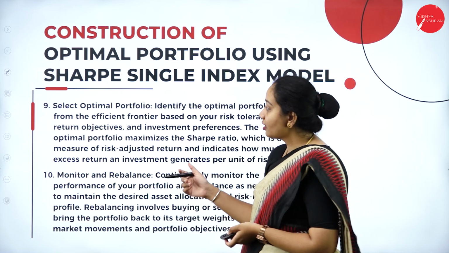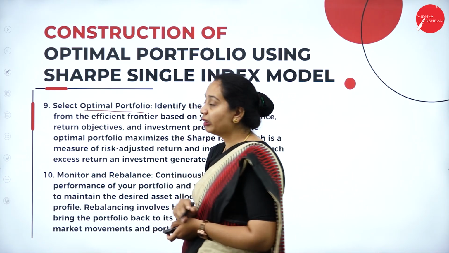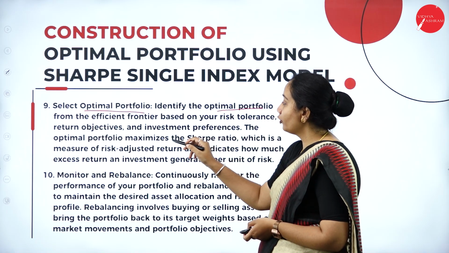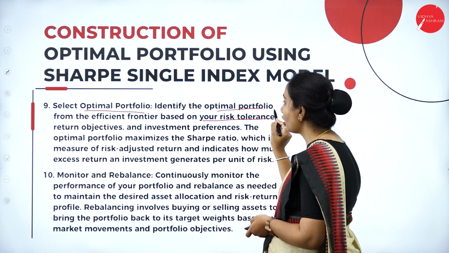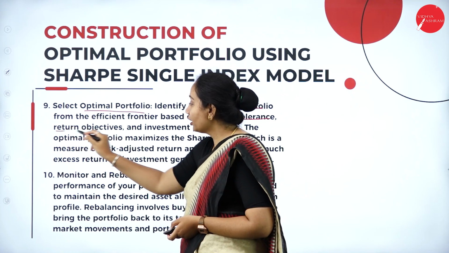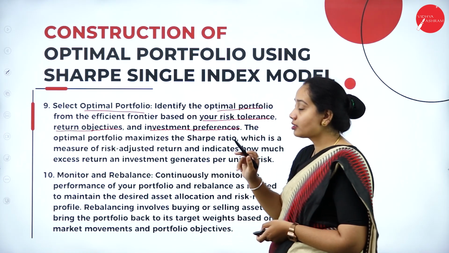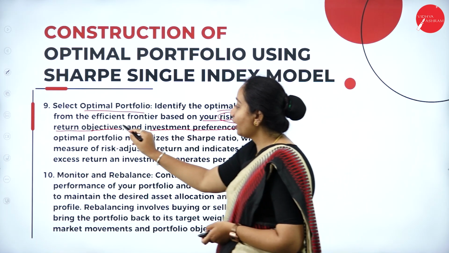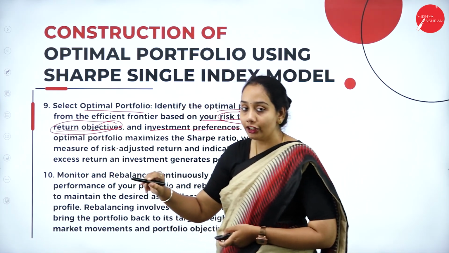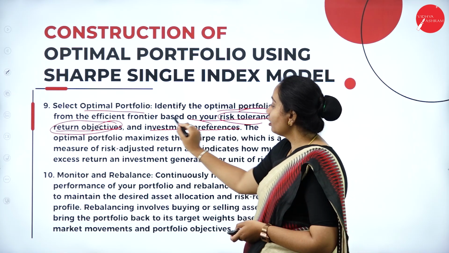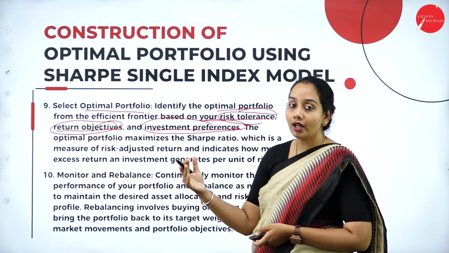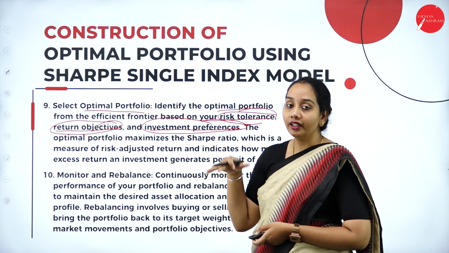So next step here, selecting the optimal portfolio. Identifying the optimal portfolio from the efficient frontier based on the risk tolerance, return objectives and investment preferences. So these three are important: your risk percentages, your financial objectives, and your investment preferences. That means how much investment you are able to make in the different projects.